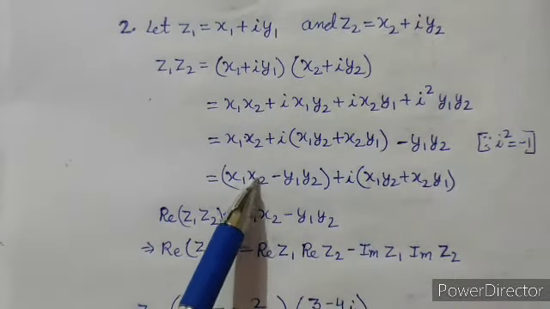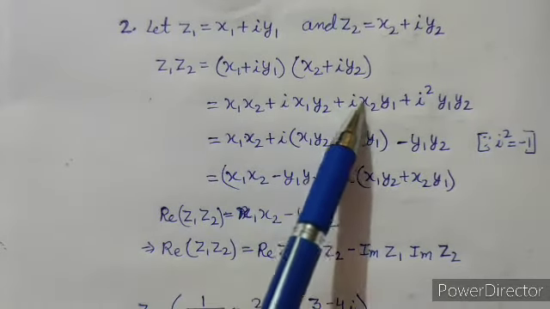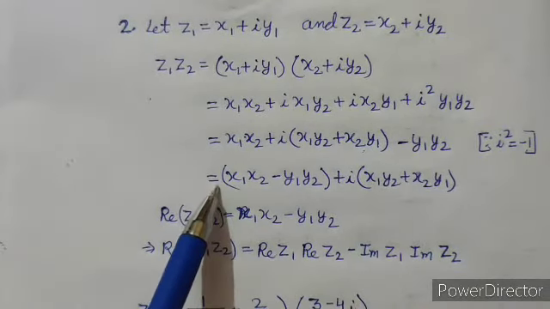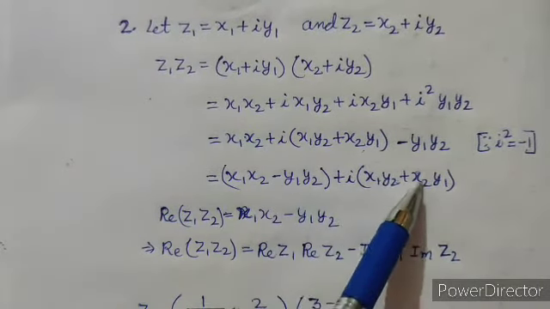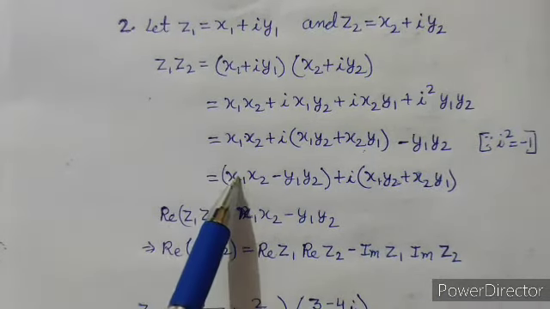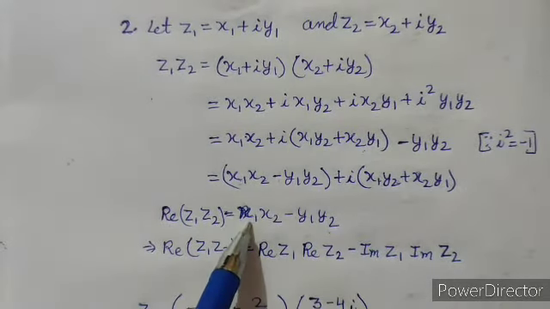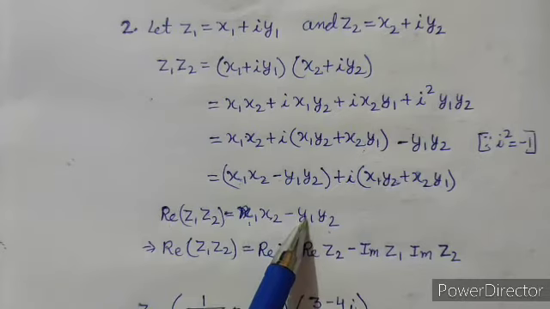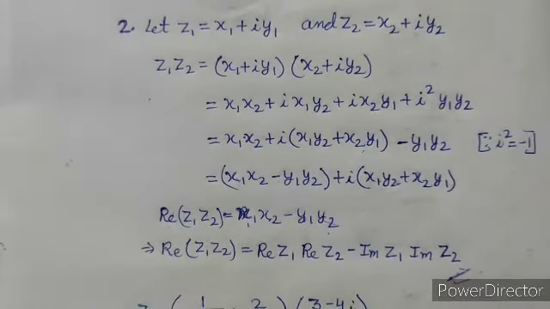and i square is equal to minus 1, so that will be equal to x1 x2 plus i into x1 y2 plus x2 y1 minus y1 y2, and this can be written as x1 x2 minus y1 y2 plus i into x1 y2 plus x2 y1. So here real part of z1 z2 is equal to x1 x2 minus y1 y2, and x1 is real part of z1, x2 is real part of z2, y1 is imaginary part of z1, and y2 is imaginary part of z2. This we have to prove.